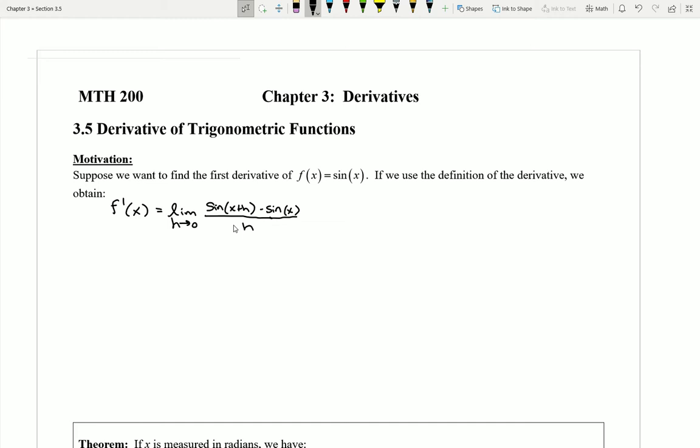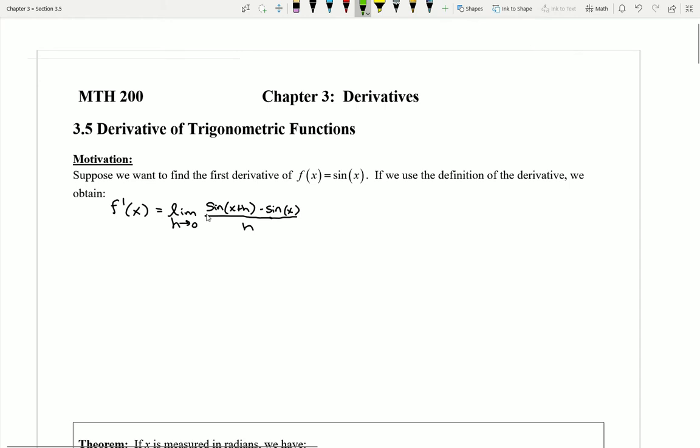This is really weird because I can't directly plug in 0 right now. That would force me to divide by 0, which isn't good. And I don't really see any other way I might be able to directly simplify this. I can't really factor anything or cancel anything out top and bottom. So what am I really supposed to do here?